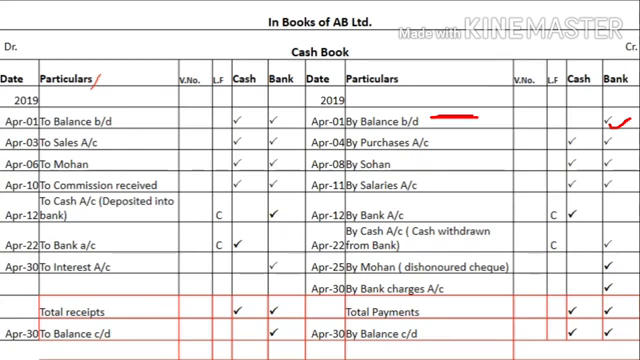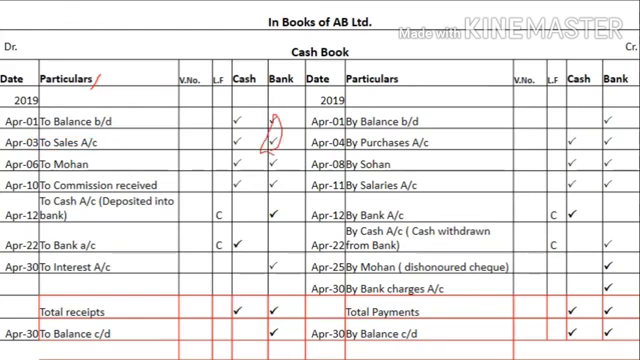Now let us come to the second point. Suppose on 3rd April you have sold some goods, and out of the sale proceeds, some amount you have received in cash and some amount you have received by way of check, and the check was deposited by you on the same day. Then whatever amount you have received in the form of cash, that you will write down in the cash column, and the amount that you have received by way of check, that you will write down in the bank column.